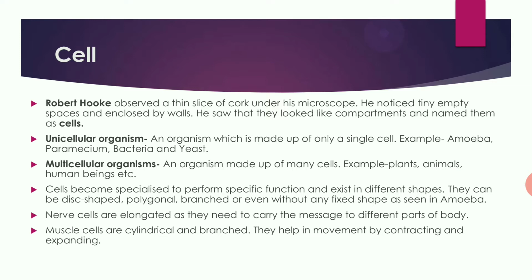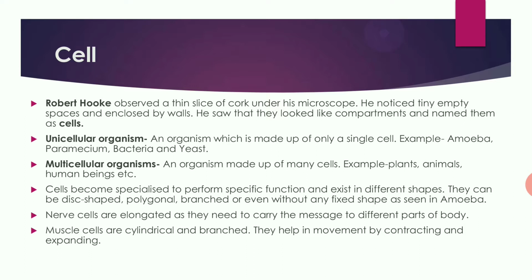Cells have different shapes so that they can perform different functions. Cells become specialized to perform specific functions and exist in different shapes. They can be disc shaped, polygonal, branched, or even without a fixed shape, which is seen in amoeba. Amoeba is a unicellular organism made up of only a single cell.